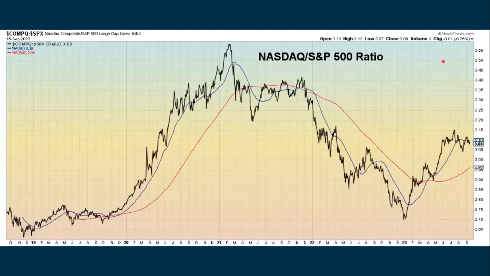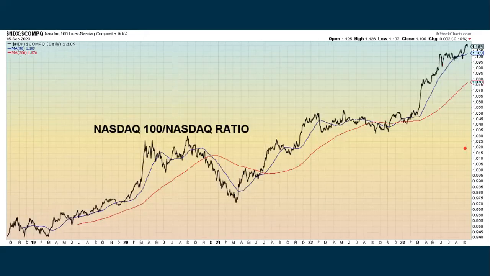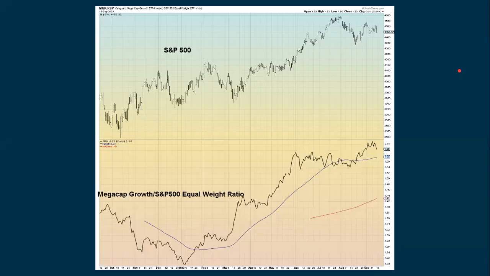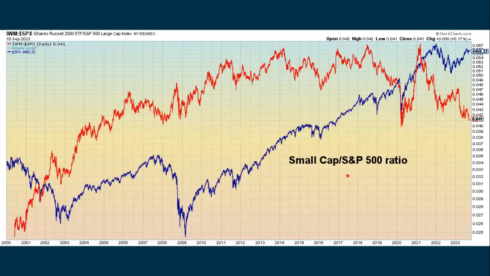We look at the NASDAQ, which has been doing well in 2023, and the S&P, and it's still showing that the NASDAQ is outperforming the S&P 500. We look at the NASDAQ 100, the really big stocks, and compare it with the rest of the NASDAQ index, and the big stocks continue to outperform. We look at the mega cap, which is the really, really big companies, and compare it with the equal weight index, showing how the mega caps are still really in control.